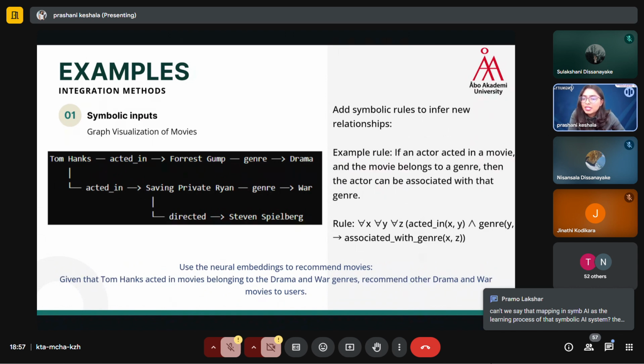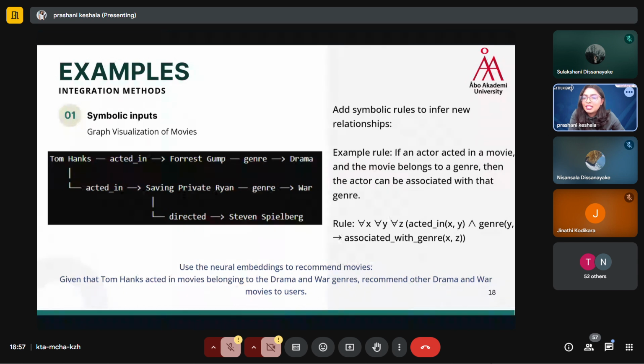Okay, can't we say that mapping in symbolic AI is a learning process of that symbolic AI system, so it's essentially a learning based AI? Yes, it's true. That is the second part.